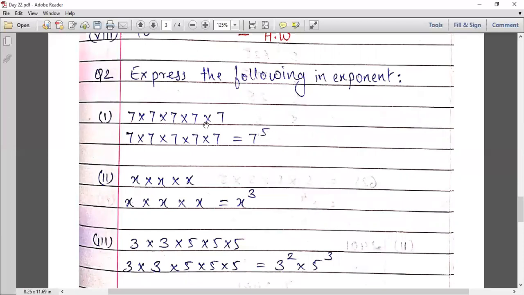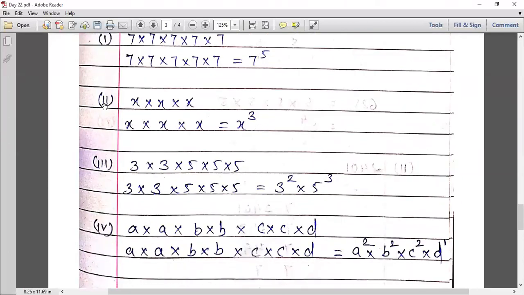Here you can see 7 is repeated. So 7 will be the base. 7 is repeated 1, 2, 3, 4 times. Write 5 in the power. So your exponent form is 7 raised to 5. In second part, you have x in the repetition. So x will be the base. X is repeated 3 times. So x raised to 3.